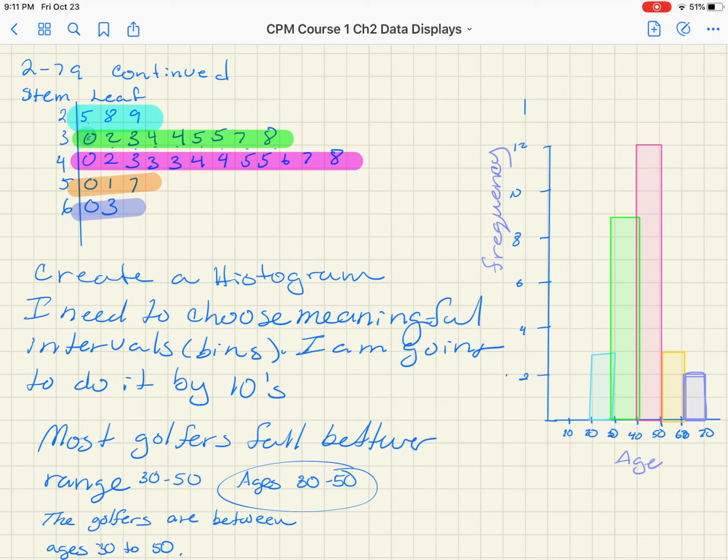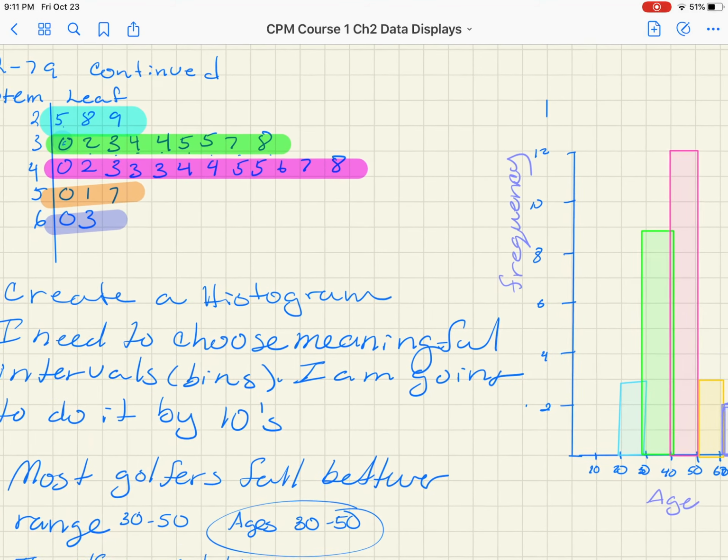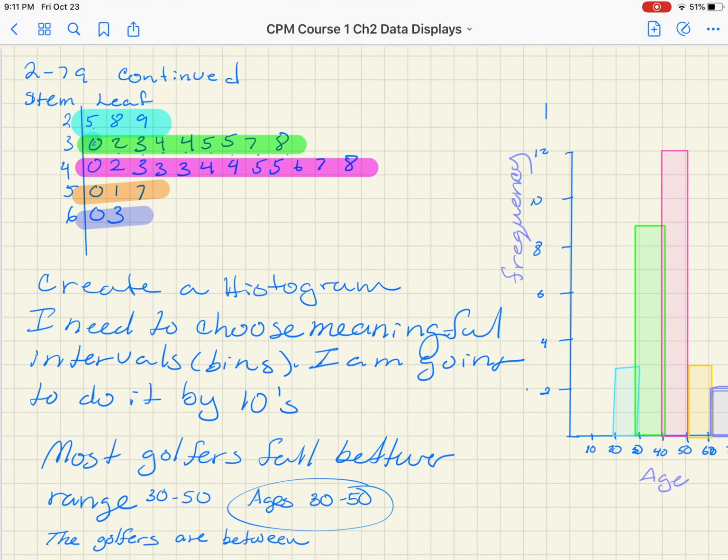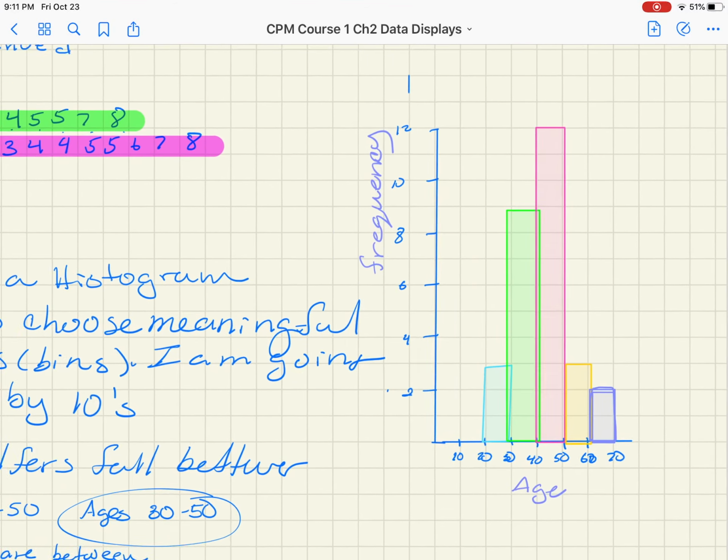And then I was able to graph it. It's kind of nice if you do it by tens. You almost have your histogram made for you. See? They're about the same.